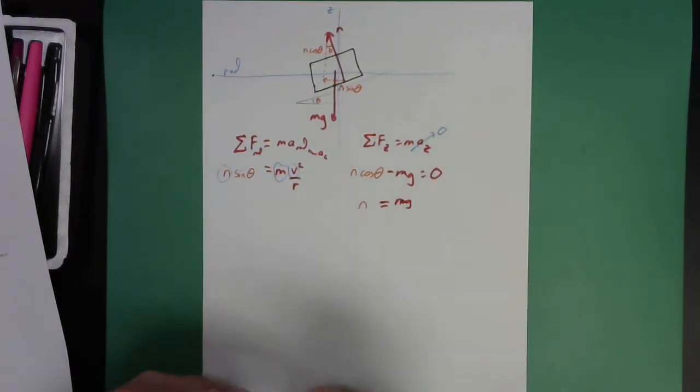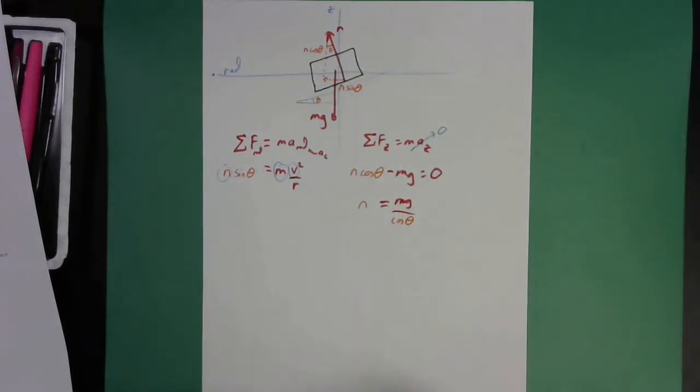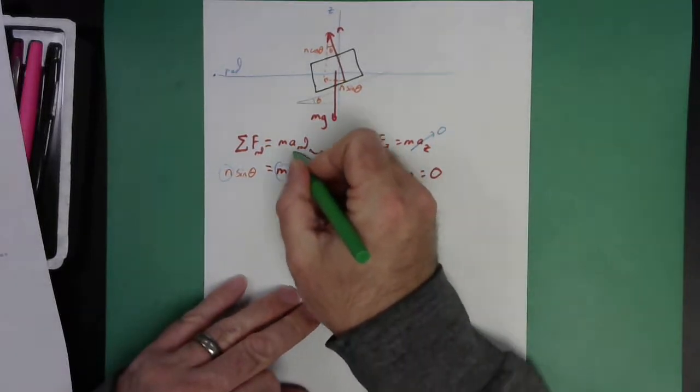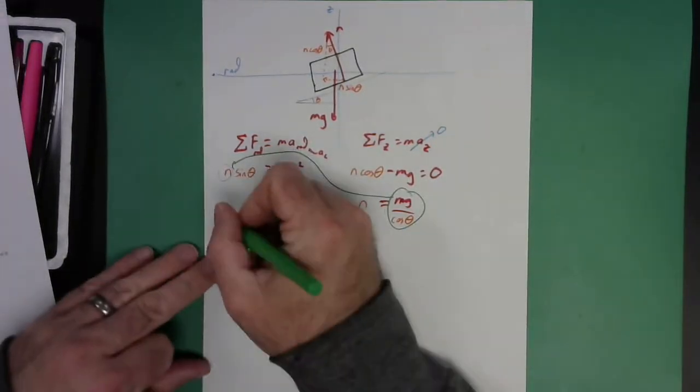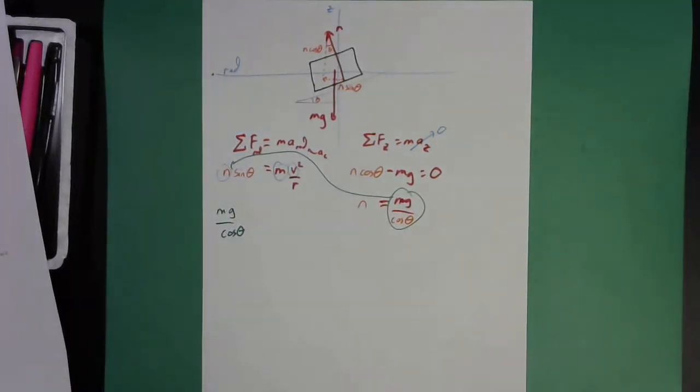That's an m. Okay. Why not? Yeah, sure, why not? Okay, over cosine theta. And then I can take this and substitute it in for n there. When I do that, something wonderful happens. Mg over cosine theta goes in place for n.